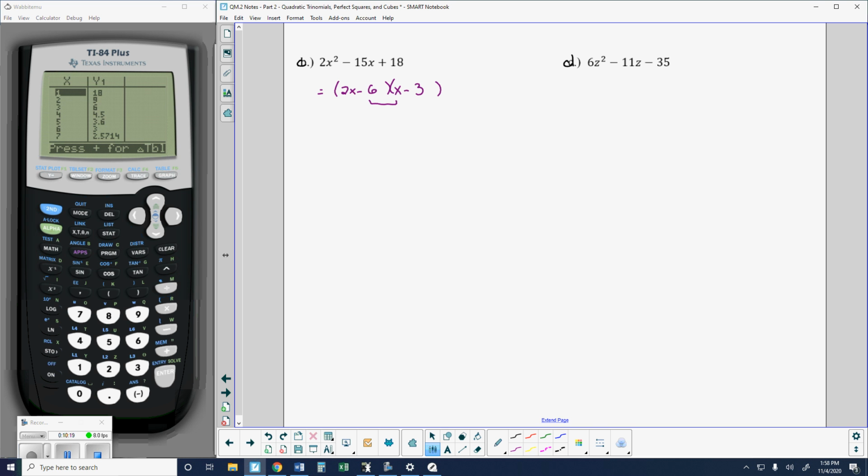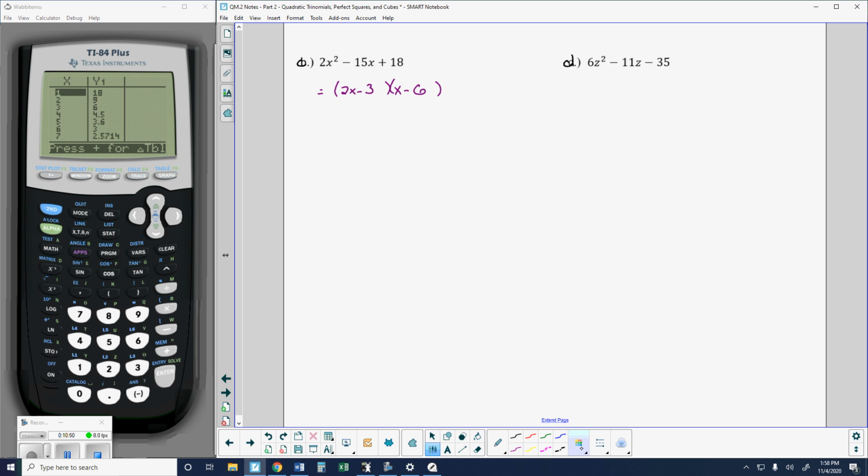Well, if I check that through distribution, that gives me negative 6x and negative 6x. Negative 6x plus negative 6x does not equal negative 15x. So I do have to check and make sure that through distribution, I'm going to get the correct middle term in order to make sure my factors are correct. So this should factor into 2x minus 3 and x minus 6. If you get this process, go ahead and pause the video and see if you can do D.